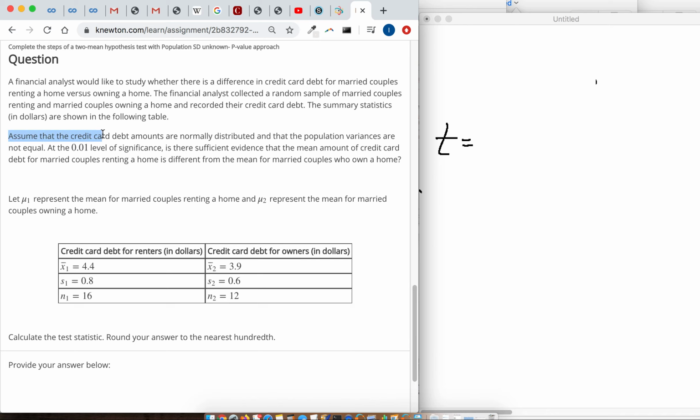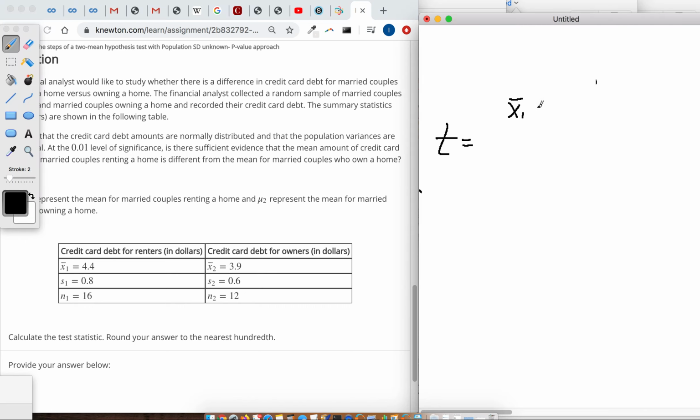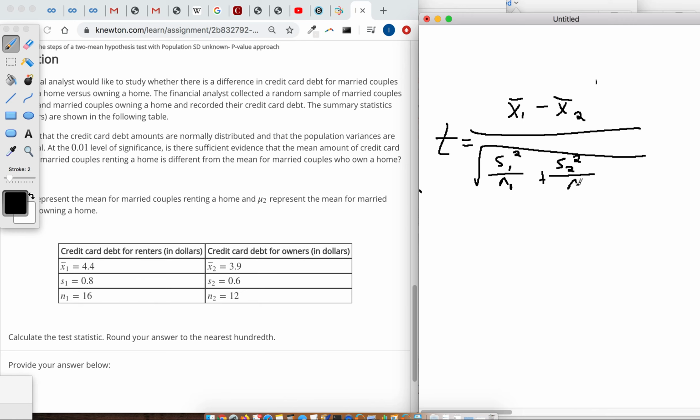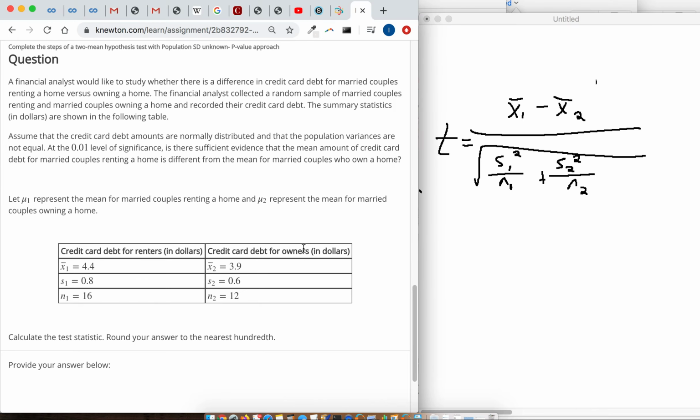So we're supposed to assume that the credit card debt is normally distributed and the population variances are not equal. So that means we're not going to use the pooled variance formula. We're going to use this formula here that you've probably seen in a previous problem. They're separated. First standard deviation squared over the first sample size plus the second standard deviation squared over the second sample size.